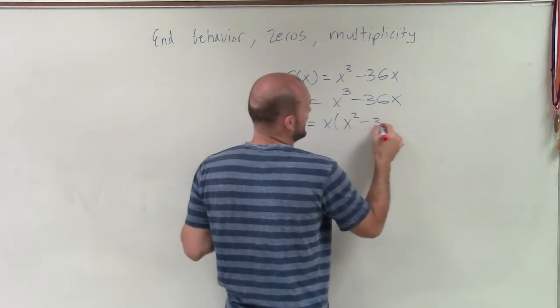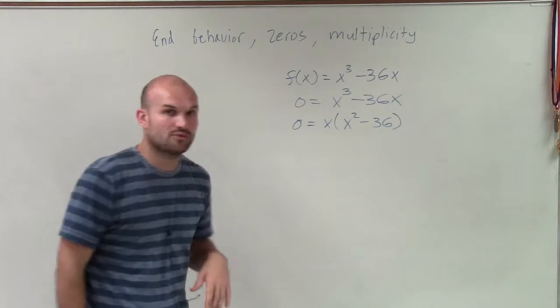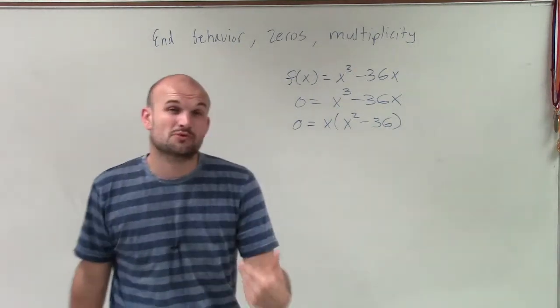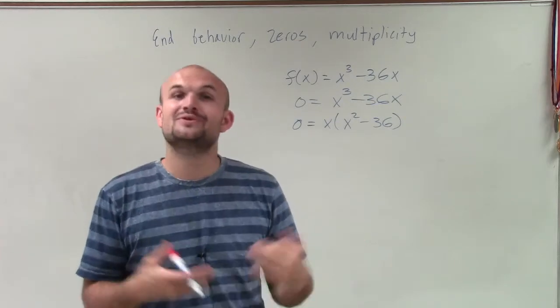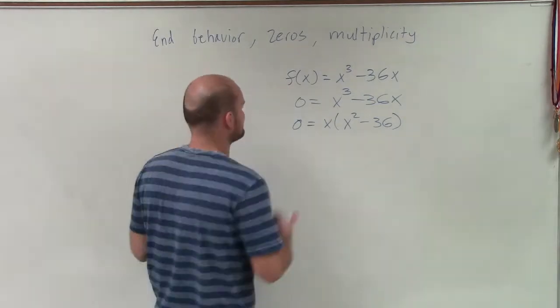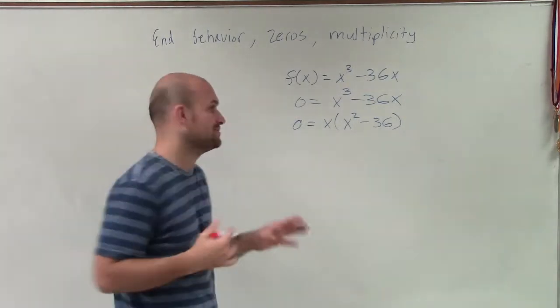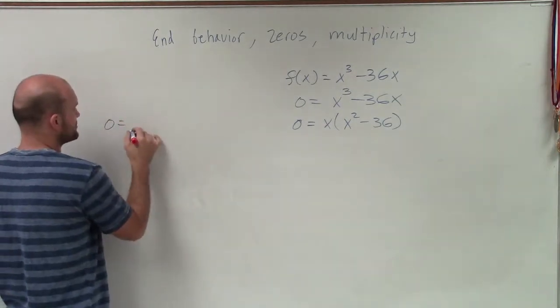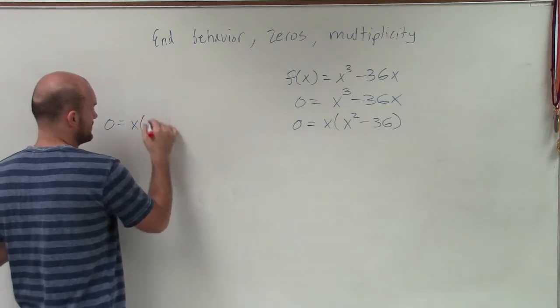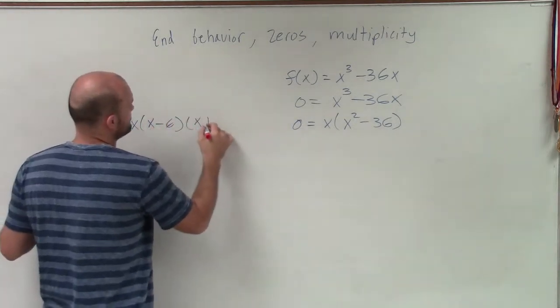And by factoring out that x, I discover something very important: my negative 36 is a square number, and also my x squared is a square number, and I'm subtracting the two, therefore I have a difference of two squares. Now, you don't have to do it that way. You could determine that it's a difference of two squares and say x times x minus 6 times x plus 6.